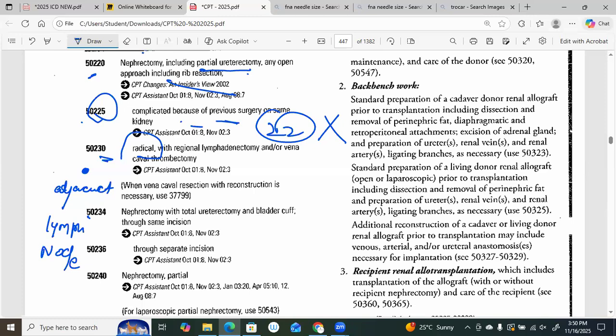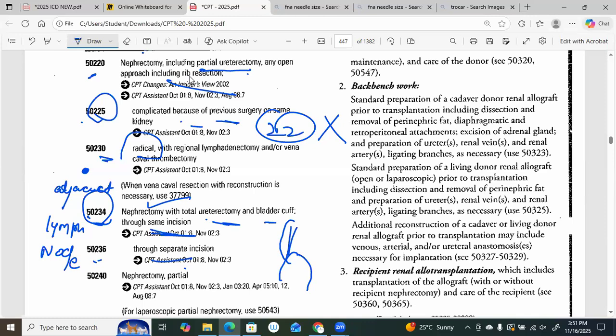Okay. Next we have 50234, nephrectomy with total ureterectomy and bladder cuff. Let's say these are the ureters, and here we have the bladder cuff. So in conjunction with the ureters, the bladder cuff has been removed in the same session, in the same incision, then we are going to use 50234. But if separate incisions are required to remove the kidney as well as the ureters, then we are going to use 50236.